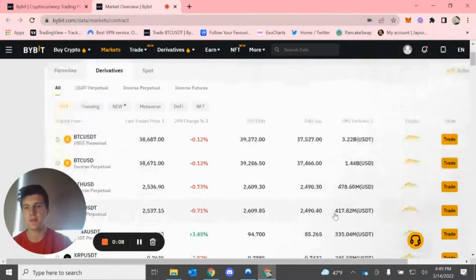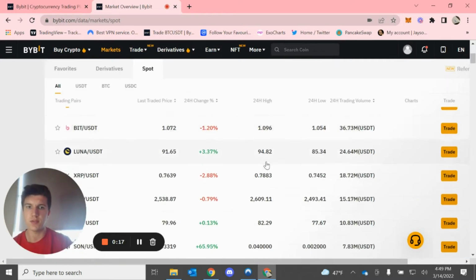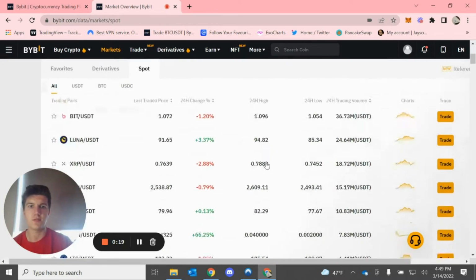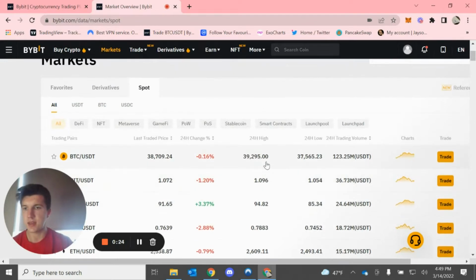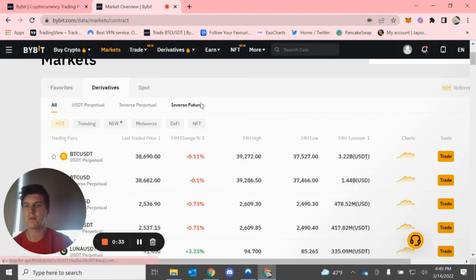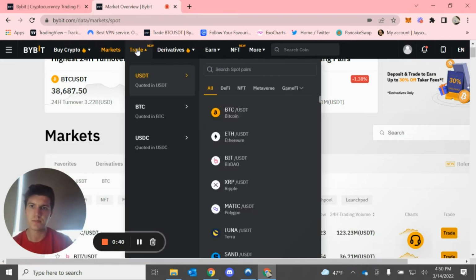This is derivatives, so it's basically margin trading, pretty much what it is. Next is spot, and this is just without margin trading. This is like a separate part of the exchange where you can have separate wallets, like your own investment portfolio, whereas derivatives, you can use your trading portfolio. And I highly recommend to keep those two separate in a way.